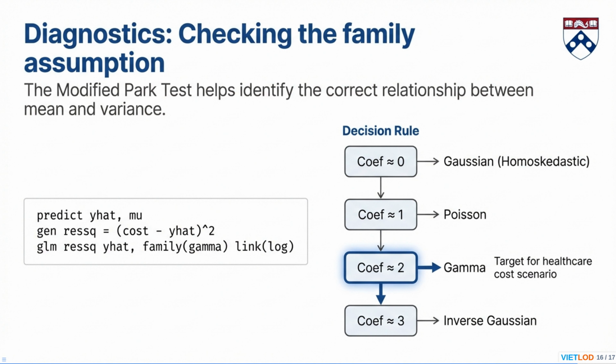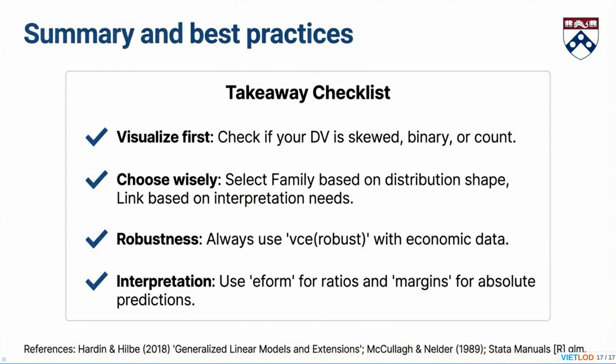Finally, we run a second GLM, where we regress these squared residuals on our predicted mean, y hat, typically using a gamma family and a log link for this diagnostic regression itself. The key insight comes from the coefficient of y hat in this second regression. If this coefficient is approximately 0, it points towards a Gaussian family, indicating constant variance. A coefficient around 1 suggests a Poisson family, where the variance equals the mean.